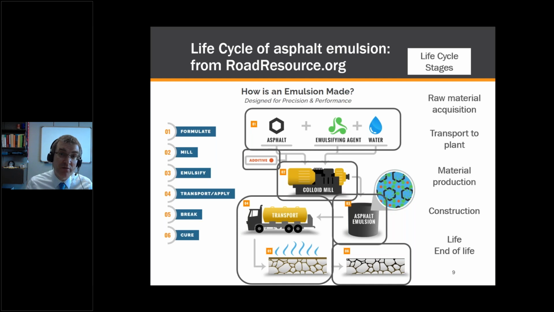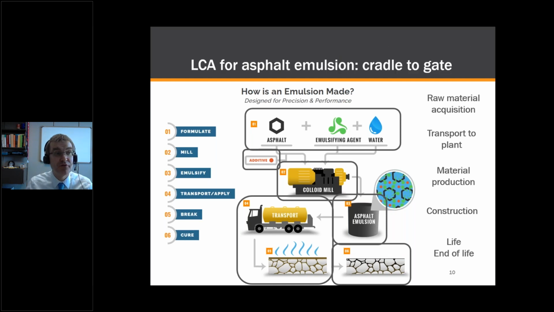But if you recall on the previous slide, we said that we needed to define the system boundary. Well, for asphalt emulsions, we're starting with what's called a cradle to gate. And when you talk about a cradle to gate, you keep the raw material acquisition, you keep the transportation to plant, you keep the material production, but then you stop your analysis at the gate of the asphalt emulsion manufacturing facility. So when we're talking about cradle to gate, our system boundary starts when we take material out of the ground and it ends when that material is loaded onto a truck and driven out of the gate.